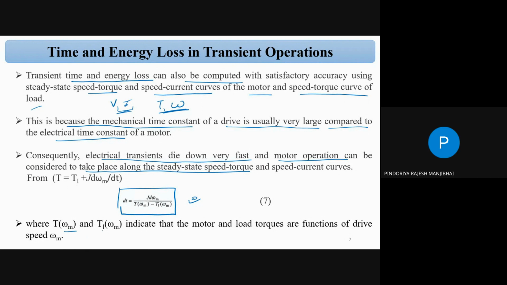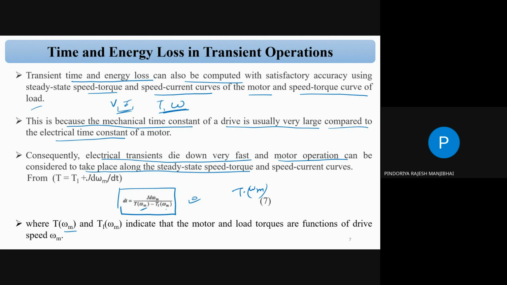Right, where T omega M, I think that is not T into omega M. That is the torque at that speed. I think it is the torque at omega M speed, or torque into omega M. So this is torque into omega M.